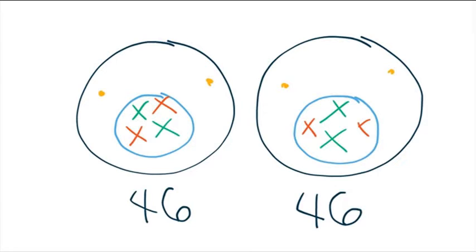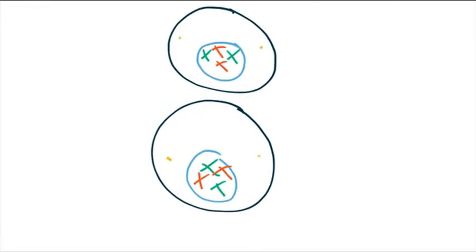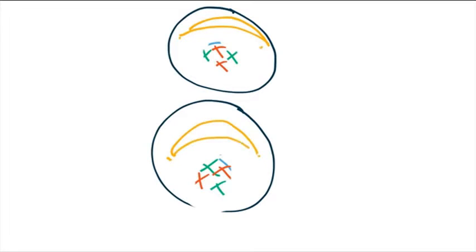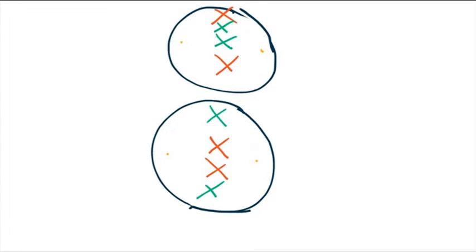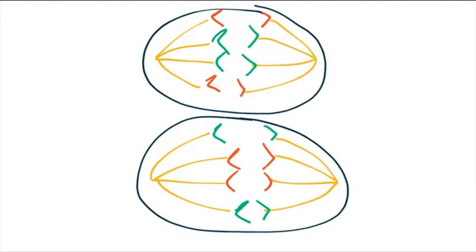In prophase 2, the nuclear envelope dissolves. The centrioles move to opposite sides of the cell, and the spindle begins to form. In metaphase 2, the spindle fibers attach to chromosomes, which line up along the middle of the cell. In anaphase 2, spindle fibers pull apart the sister chromatids, which then move to the opposite sides.